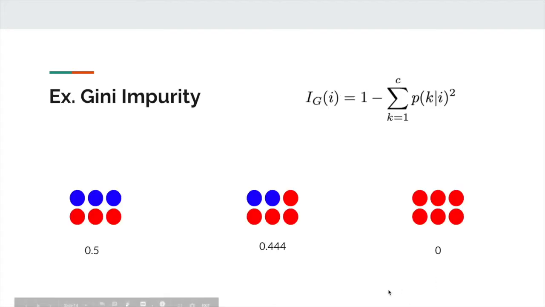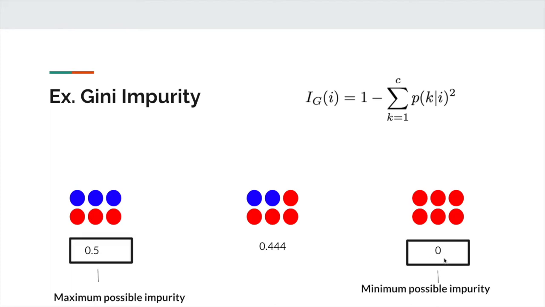So just listing out all of the Gini impurities here. Here you had 0.5. This was the most impure we got, or the lowest purity. This one was a little more pure or a little less impure, and this was the most pure or the least impure. And just to note, 0.5 is actually the maximum possible impurity, and 0 is actually the minimum possible impurity. You can't get higher or lower than these two extremes when you're calculating Gini impurity.